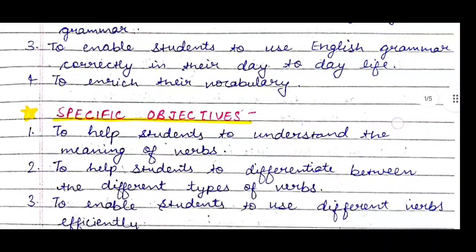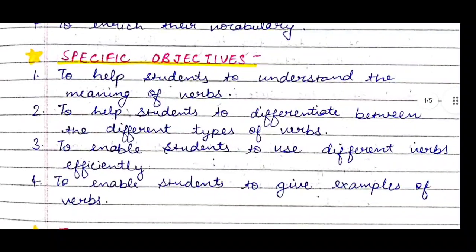Next comes our specific objectives, and these specific objectives that we write are related to our topic that we are going to teach. So let's see. First one is to help students to understand the meaning of verbs. Second, to help students to differentiate between the different types of verbs. Third, to enable students to use different verbs efficiently. Fourth, to enable students to give examples of verbs. So whatever we are going to cover in our class, that we write in our specific objectives.